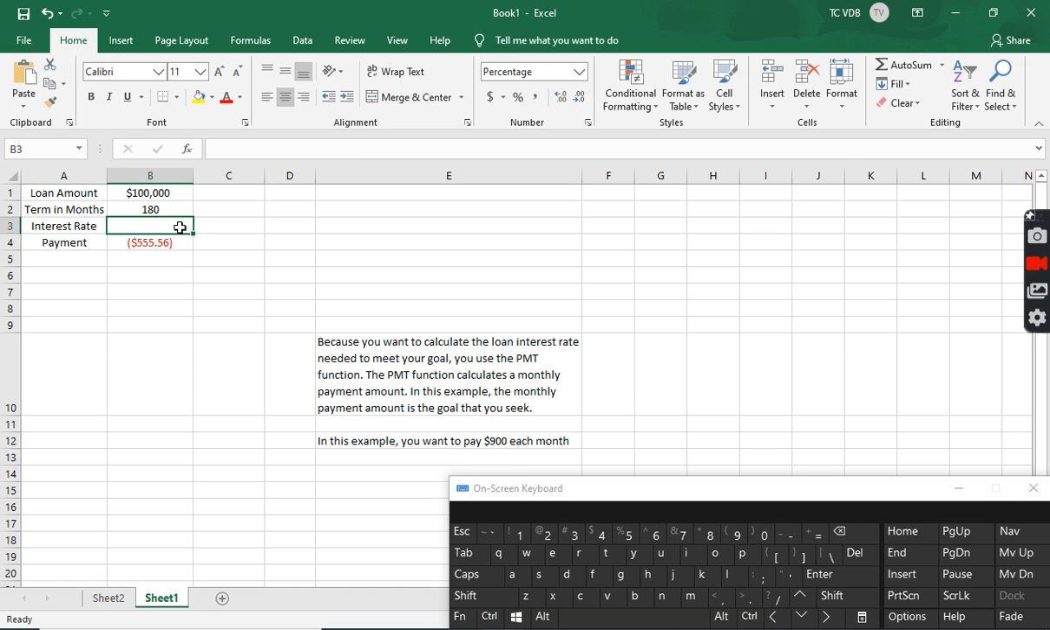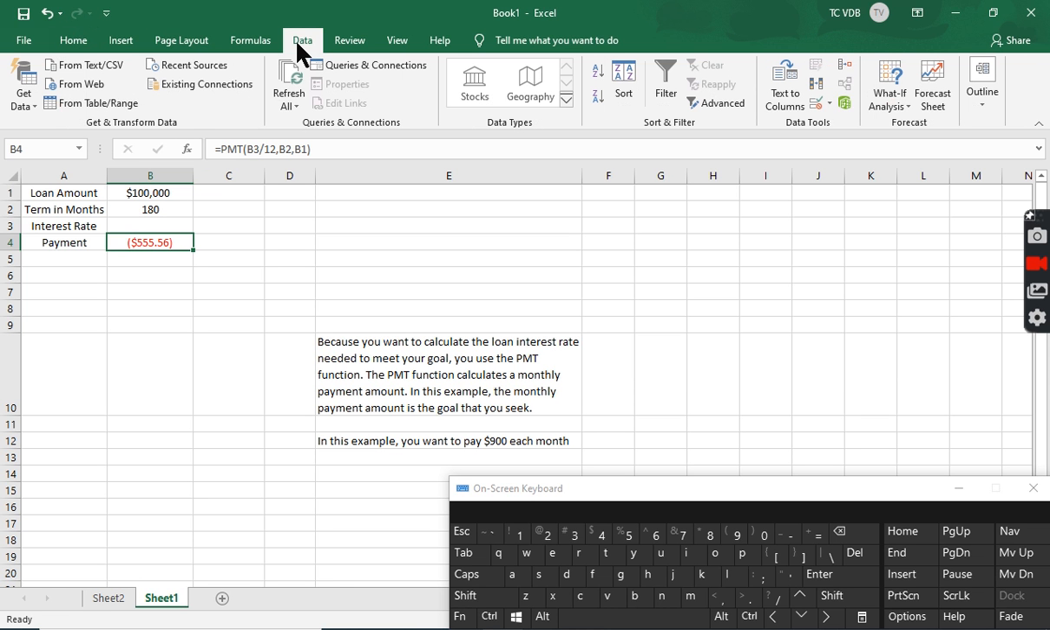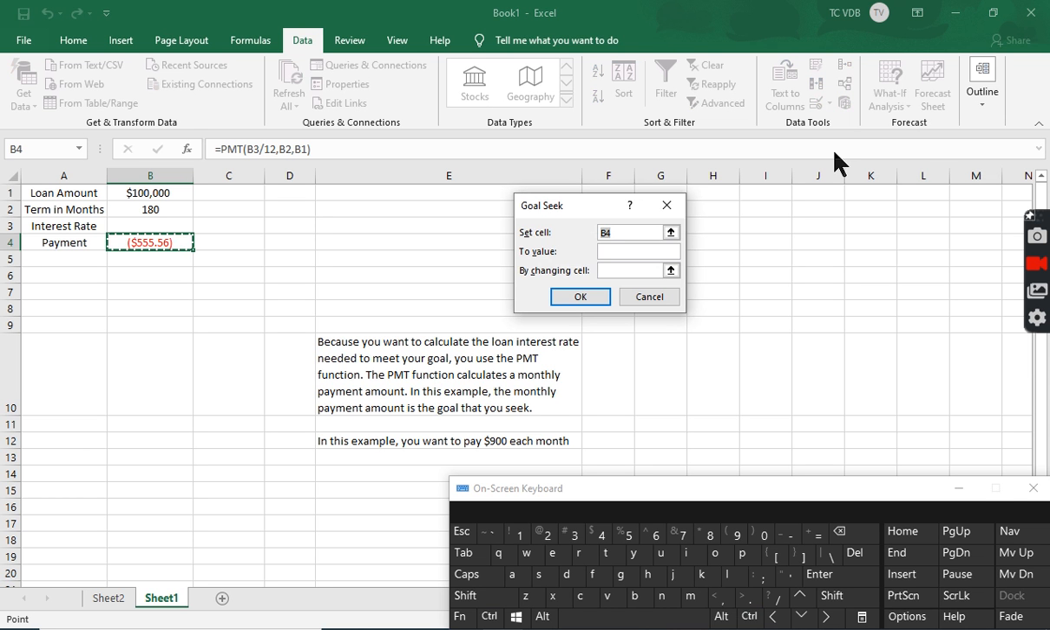So what we want to do is, this is where the goal seek is going to kick in. What you'll see if you read down here while I was talking, essentially what this example wants us to do is get a monthly payment of $900 a month. So what we're going to do, we'll go to Data up here, and then we're going to go to What-If Analysis right over here, head down to Goal Seek, and now we're setting the cell B4.